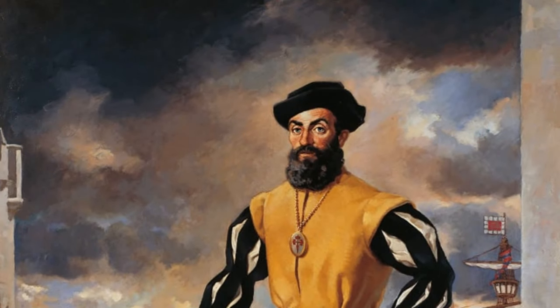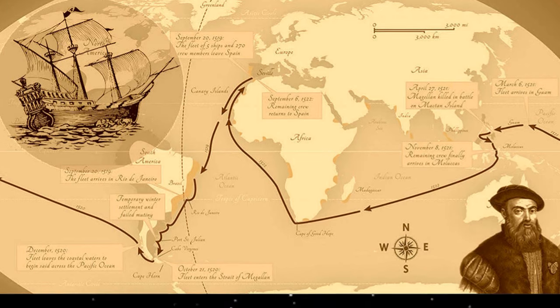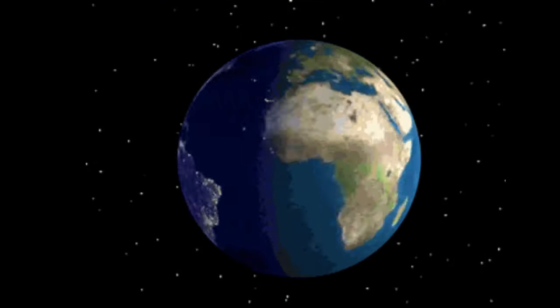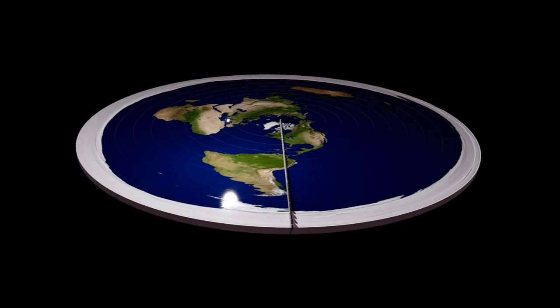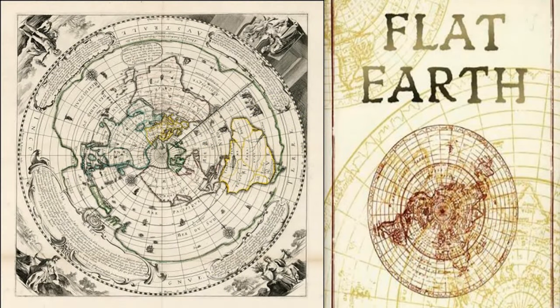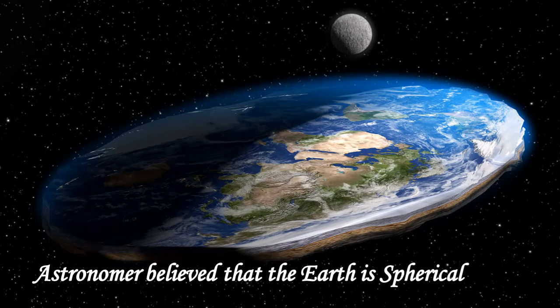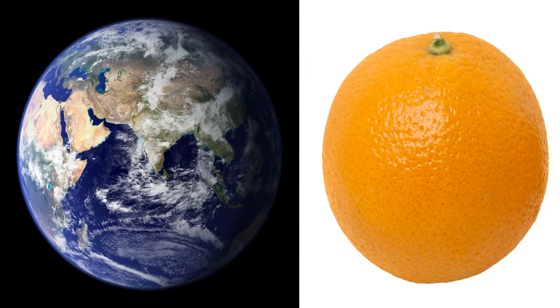Ferdinand Magellan, a Portuguese explorer, sailed around the world and proved that the Earth is round. Before this discovery, people believed that the Earth was flat with steep edges. Astronomers believe that the Earth is spherical and is slightly flattened at the top and the bottom. It resembles the shape of an orange.